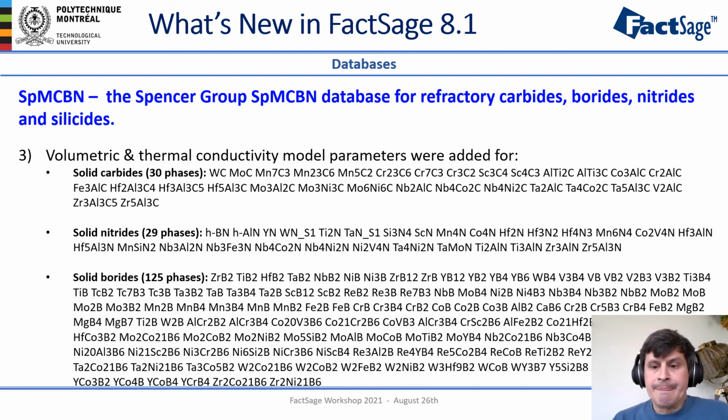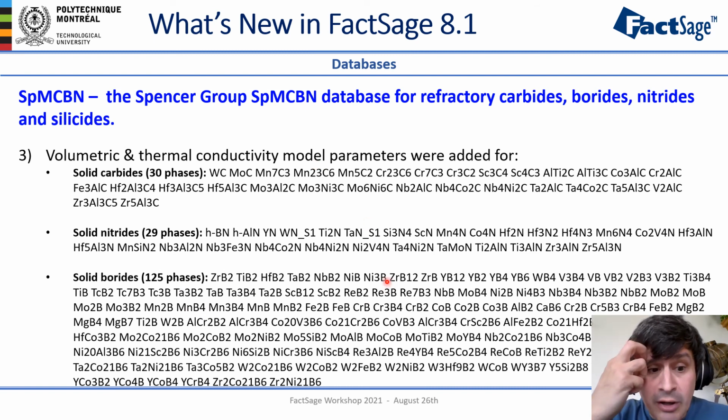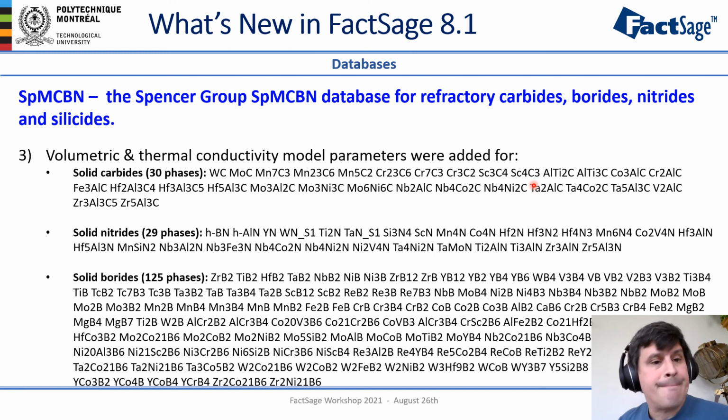Also, the database benefited from our new thermal conductivity and volumetric model properties. By the way, in all databases, we get the same parameters that have been put. So in this case, we have 30 solid carbides, 29 solid nitrides, and 125 solid borides, which were added to the database. Please note here we get the ternary borides, ternary nitrides, ternary carbides that are also added in the database, which are not necessarily in the FactPS database.